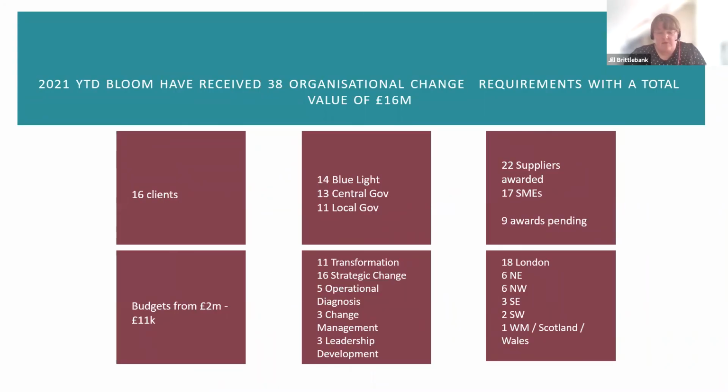So let's look at what we're seeing come through the framework from our side. So in terms of 21 year to date, we have organisational change requirements or projects from 16 clients, with budgets from 11,000 up to 2 million plus. Those 16 clients are spread across our 3 key categories. Those projects are spread across our key buyer communities of blue light, central government, local government.